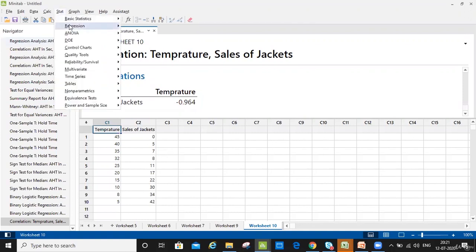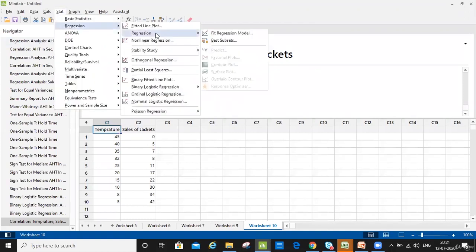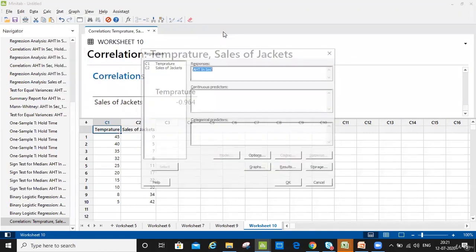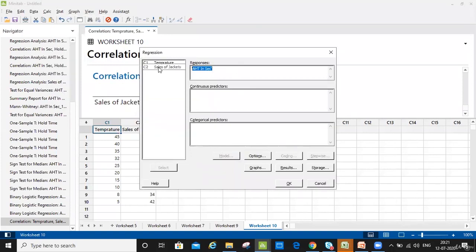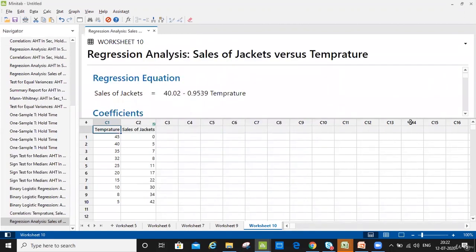So I go to stats, I go to regression, I go to regression again. You see there are many things in regression, but we will not be doing all these in the black belt. We will go for regression, and fit regression model. In responses, always remember response is your Y. So my Y is the sales of jacket, and my another continuous predictor is the temperature. I click on OK.